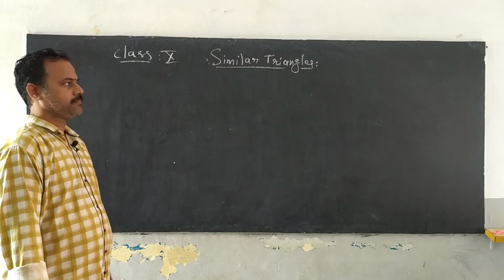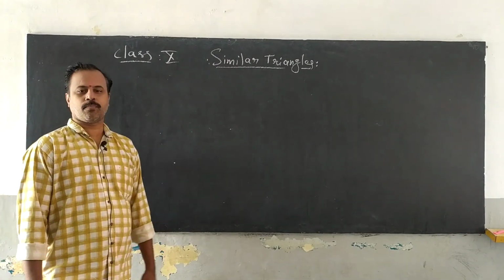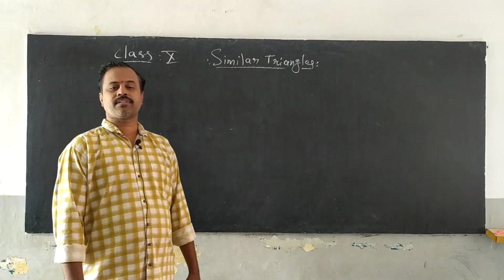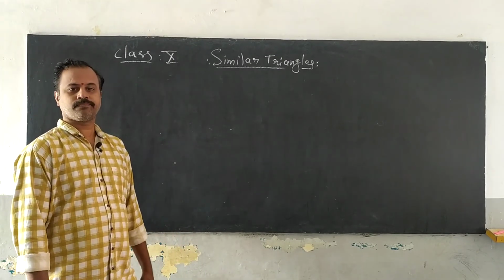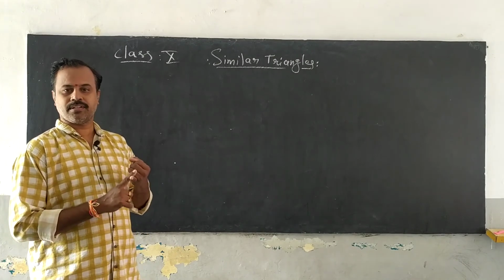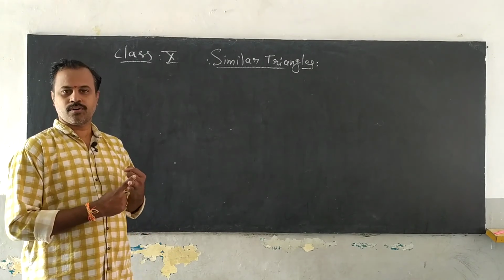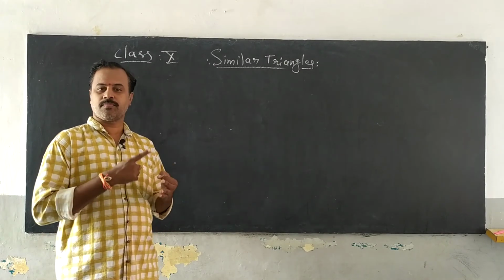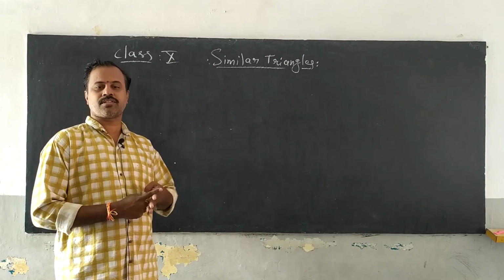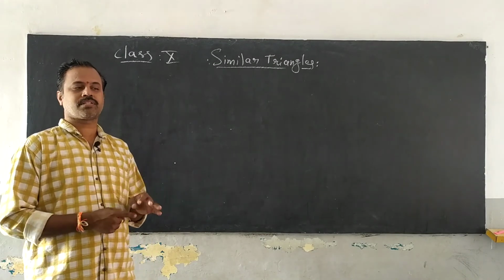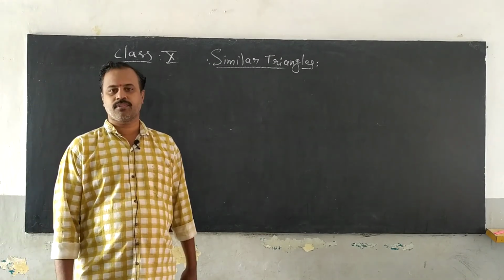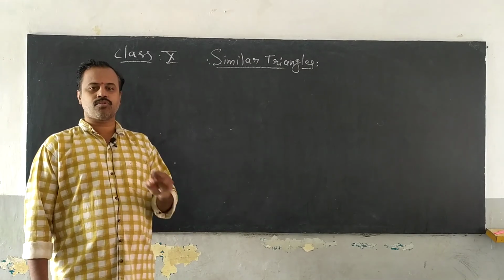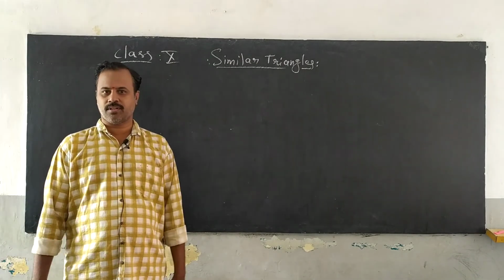Good morning, students. We are discussing the topic similar triangles. In the previous classes we learned what is meant by similarity and what similar polygons are. Next we came to know about the properties of similar triangles. And next we learned about the basic proportionality theorem, which is also called Thales theorem, and it is a most important theorem. Keep a star for that one.